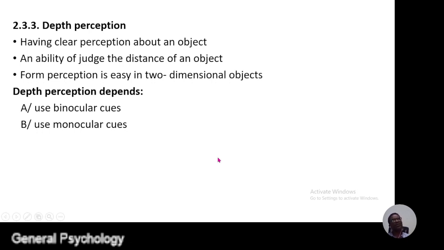Okay, the other type of perception is depth perception. Depth perception means an individual is having or showing a clear perception about a specific object, or it is an ability of judging the distance of an object, or it is a detailed perception. So depth perception depends on using binocular cues and monocular cues.